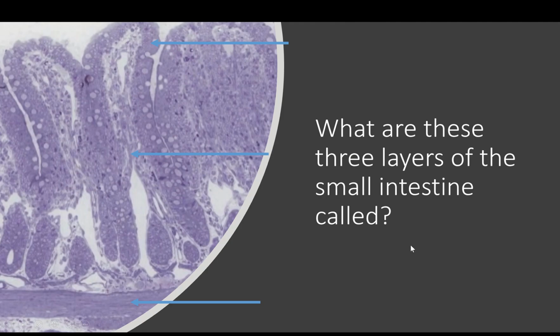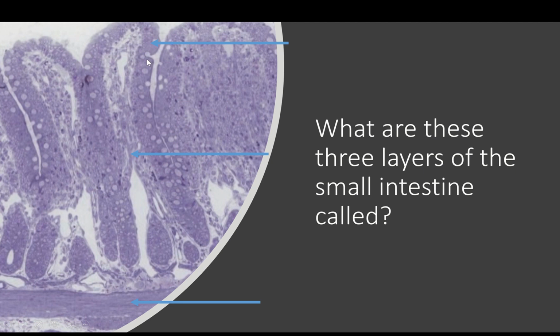Okay, so back to digestive. What are these three layers of the small intestine called? So this is the small intestine, right? We've got these villi in here. And this kind of darker purple stuff lining the outside of the villi, remember that's going to be our epithelium, right? So this is the epithelium lining those villi of the small intestine.